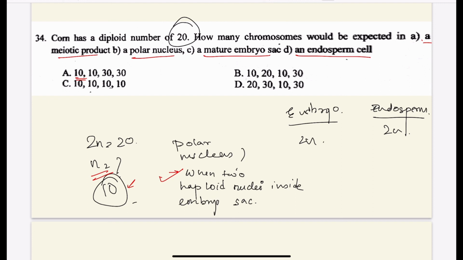But a mature embryo sac has been fertilized with a 2n and n to give a 3n. So 3n will be 3 into 10, that is 30. And an endosperm cell is the same, where one of them forms the mature embryo sac. So the endosperm cell is also 3n. So we'll get again 3 into 10, 30 as the ploidy level. So option number A is the correct one, where it's 10, 10, 30 and 30.